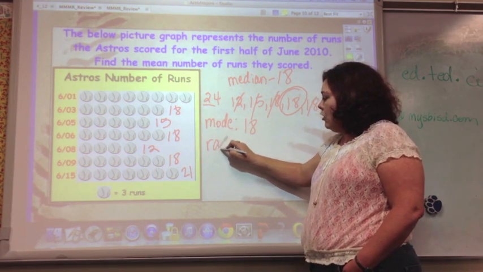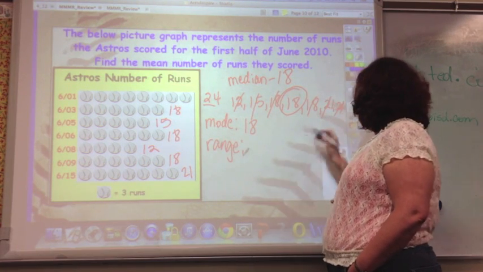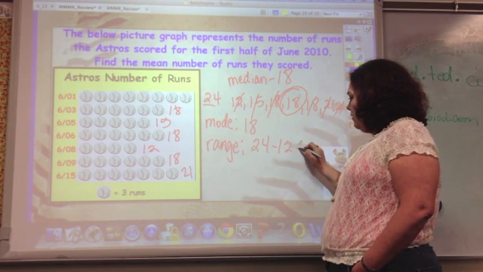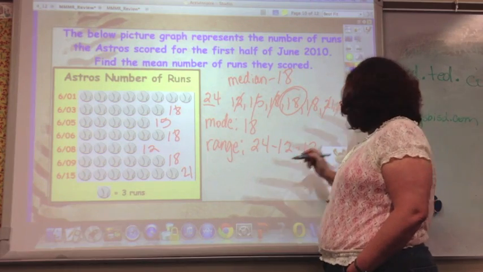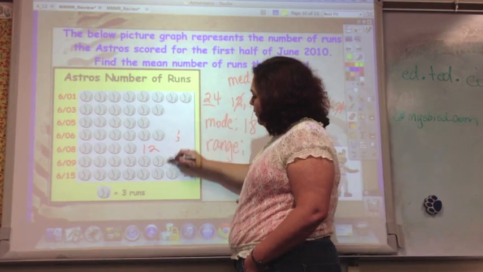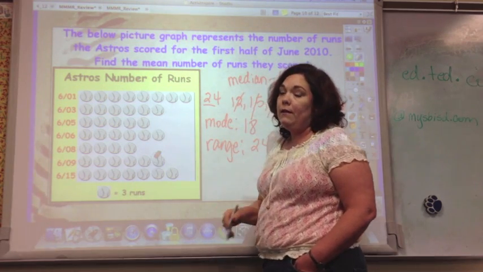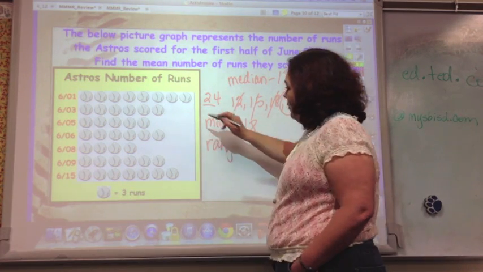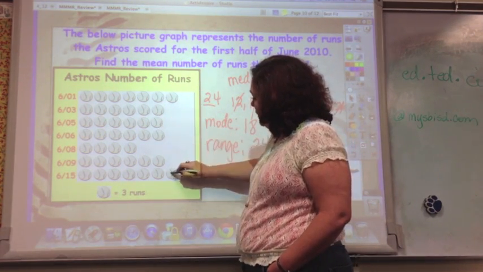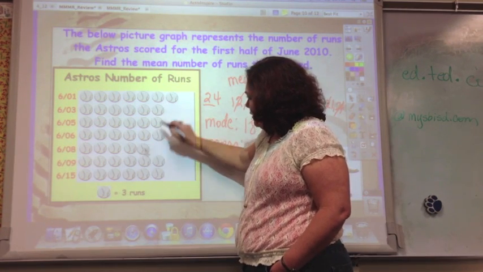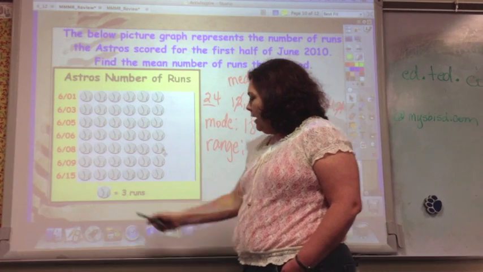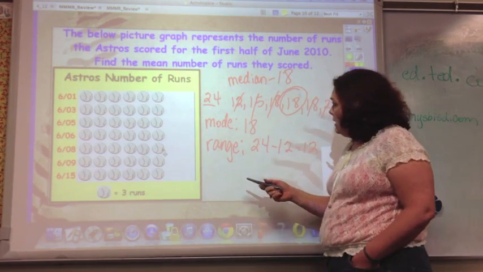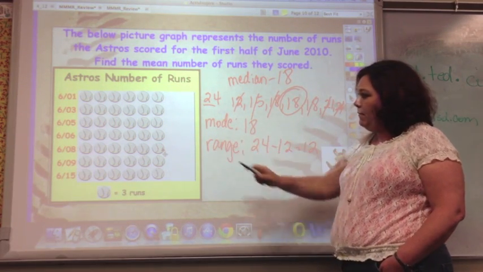And then the range is the highest minus the lowest. So I can do 24 is the highest minus the lowest. And so that equals 12. And then I'm going to move these around to find the mean. Now the mean is the average. It's getting them all shared equally. So I'm going to take the highest and move it to the lowest, and take the highest and move it to the lowest, and take the highest and move it to the lowest. And I have 1, 2, 3, 4, 5, 6. 6 times 3, so 18. So 18 was my median, my mode, and my mean.